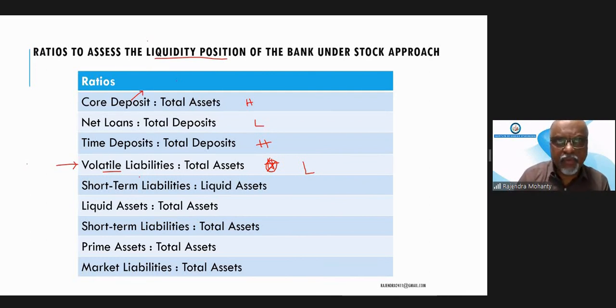a higher proportion of volatile liabilities will be a problem for the bank. Because of that only your liquidity position is not good, that's why borrowing. So a higher ratio means higher borrowings are there. A lower ratio means lower borrowing is there. So a lower ratio is better for the bank's liquidity position. Okay. Now talk about the next one.